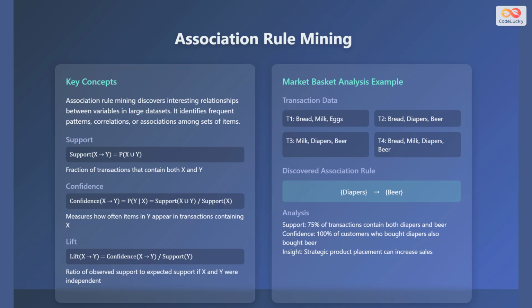For example, consider a market basket analysis. Suppose we have 4 transactions. T1 contains bread, milk, and eggs. T2 contains bread, diapers, and beer. T3 contains milk, diapers, and beer, and T4 contains bread, milk, diapers, and beer.